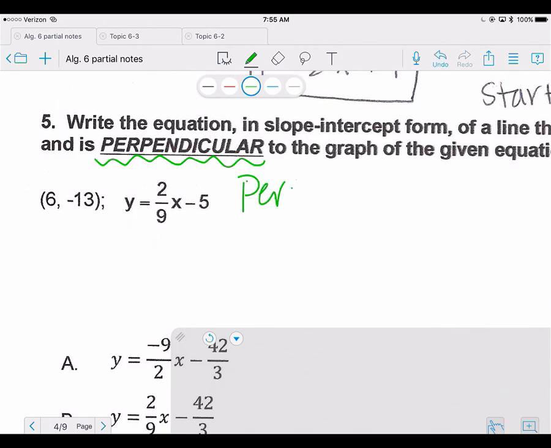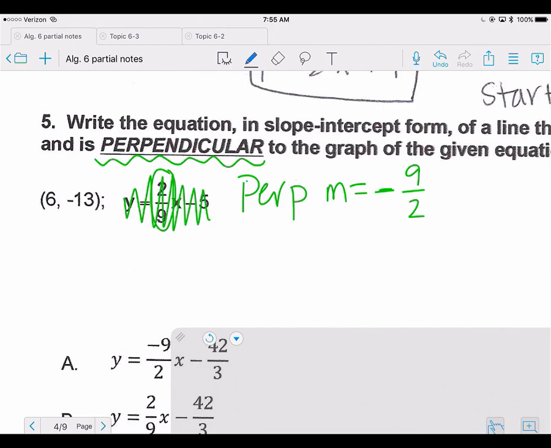So my perpendicular slope is going to be this but flipped. So 9 is going to be on the top, 2 is going to be on the bottom. Remember, it is the complete opposite, or the opposite reciprocal. It started positive, so it will be negative. Once you write your slope, you are done with this line. You do not need it anymore.